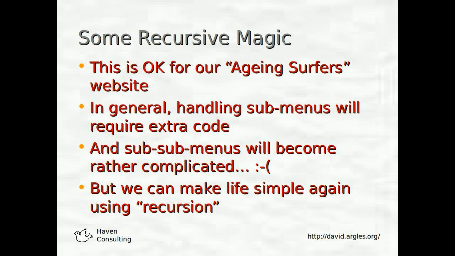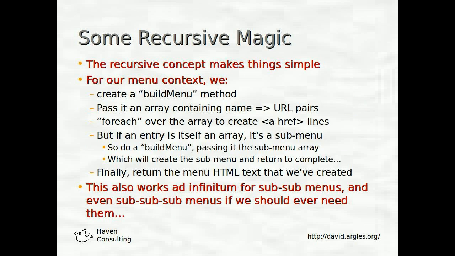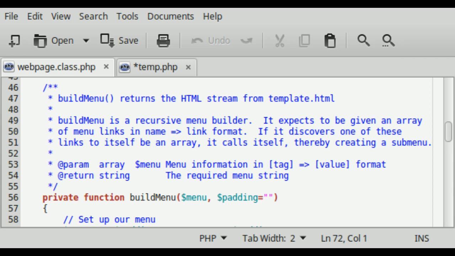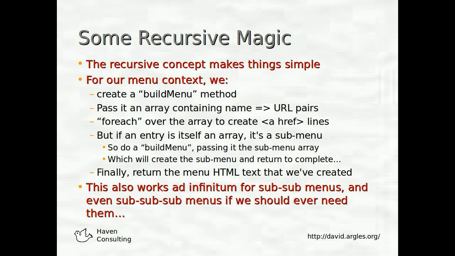But there's something that computer scientists love to use, which can make life really simple again, and it's a concept called recursion. So let's have a look at how this recursive magic works. So to come up with a recursive approach to building up a menu, we need first of all to separate our menu coding into a separate method, and we'll call it build menu for the sake of calling it something, and we'll pass it an array containing the name pointing to URL pairs in our menu structure. In other words, just the straight array straight out of our ini file.